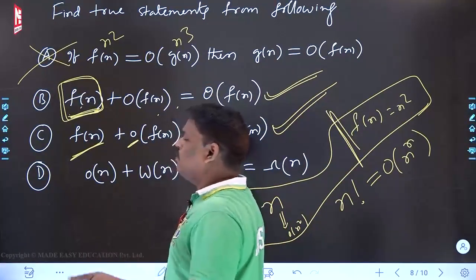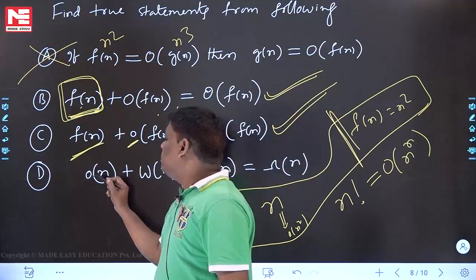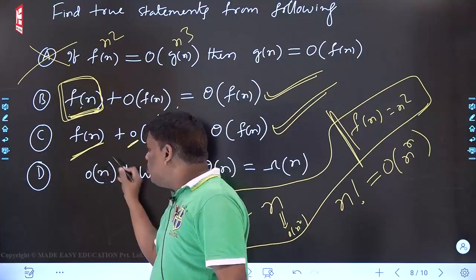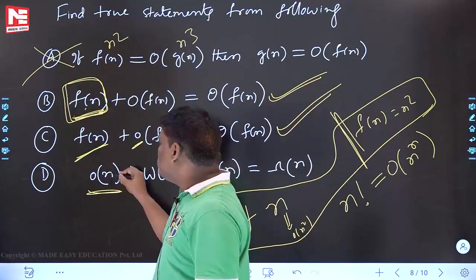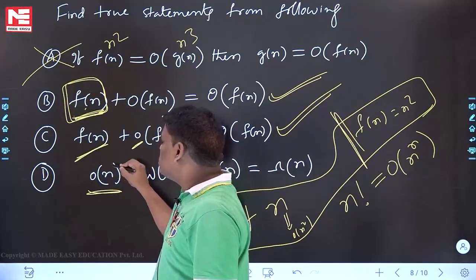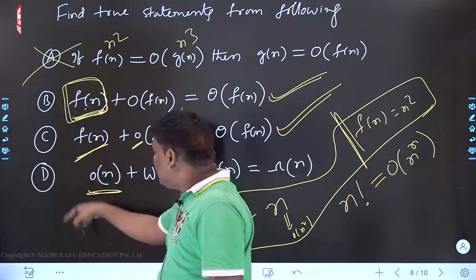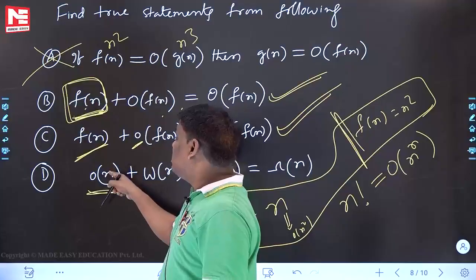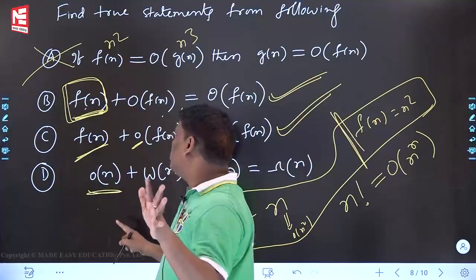Let's go to option D, which may give some more clarity. Small o of n, what is the meaning? The function that is there in this area, this is the strict upper bound. The actual function should be less than n, that may be log n, that may be 1, that may be 1 by n.